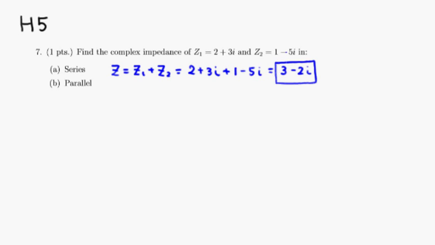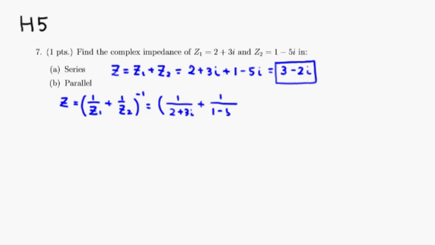Alright, how about in parallel? This one's maybe a little bit trickier. If you want to find Z, it's going to be the reciprocal of Z1 plus the reciprocal of Z2, and then we take the reciprocal of the whole thing. So reciprocal of Z1 would be 1 over 2 plus 3i, plus the reciprocal of Z2, which is 1 over 1 minus 5i, and then we take the reciprocal.